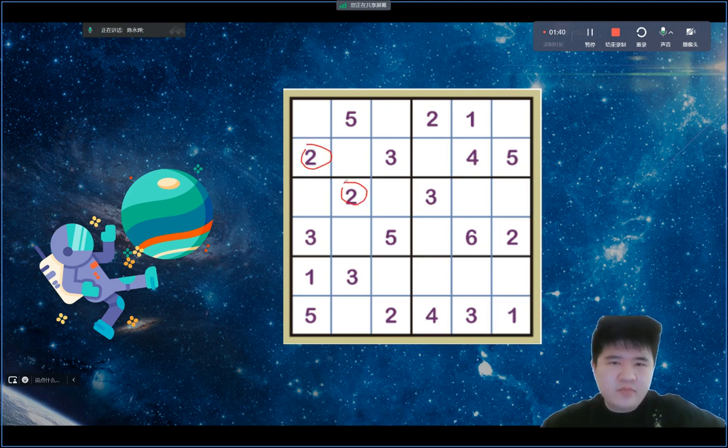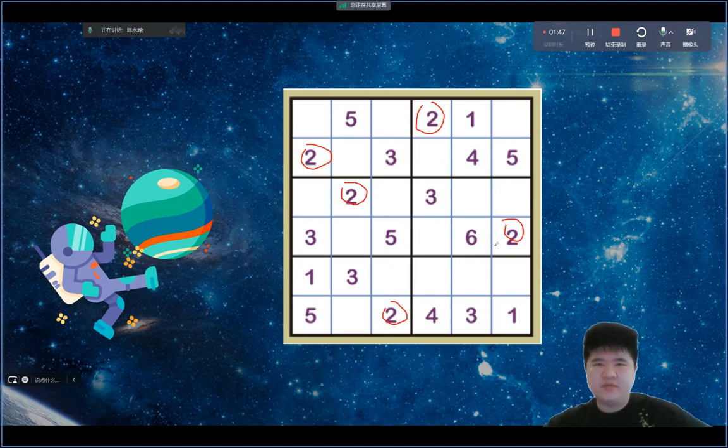In the second column we got a 2 here, in the third column a 2 here, in the fourth column a 2, and in the sixth column a 2. We found out only the fifth column has no 2, and we can put a 2 in these two places. But in which place? We can just check: for these two places, will it conflict with its block or the row?